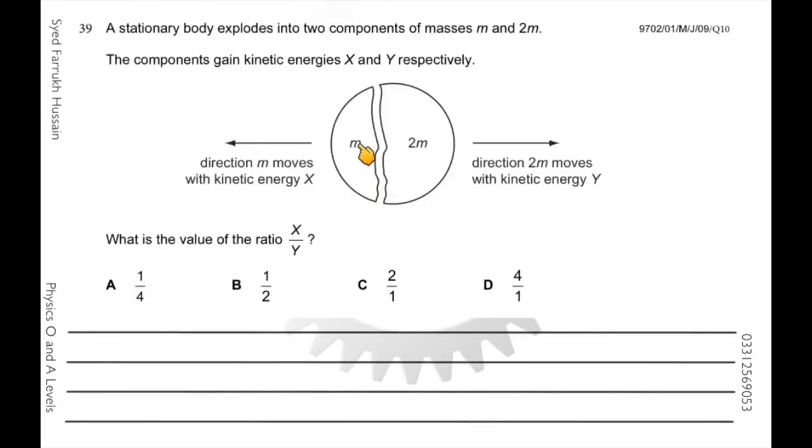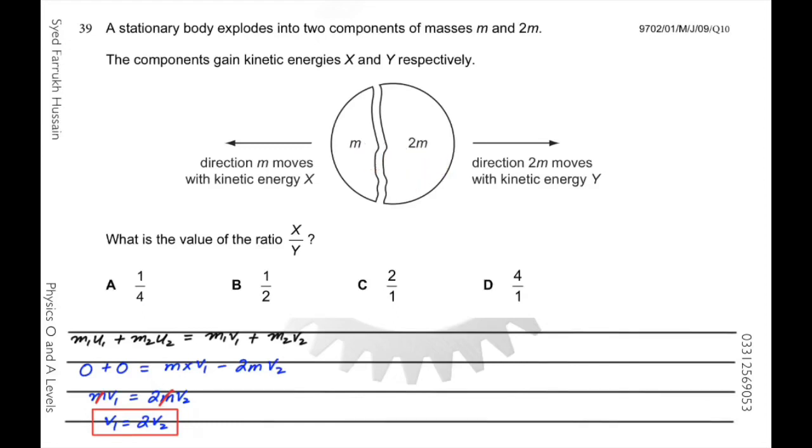In this case, there are two objects of masses m and 2m, and you have to find out the ratio of their kinetic energies. Let's first find out their speeds after collision. According to law of conservation of momentum, 0 plus 0, because the object explodes, initial momentum is 0. So m1 v1 is equal to minus m2 v2, which gives mv1 equal to 2mv2, so v1 is equal to 2 times v2, which means velocity of object X is 2 times velocity of object Y.